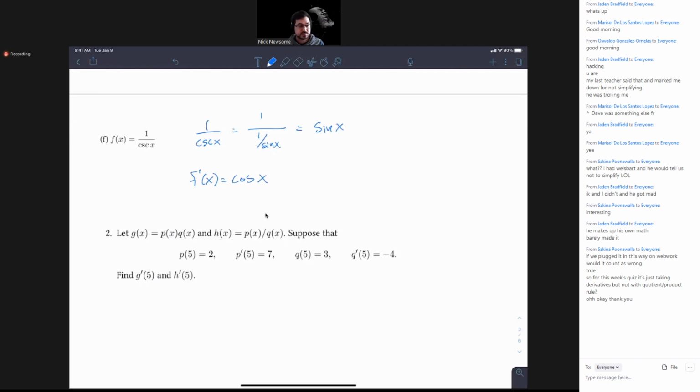All right. A fun exercise, if you don't realize that you can write this function in a nice way, is to do the quotient rule on this thing with the derivative of cosecant and all that fun stuff, and then actually simplify it and see that you get cosine out of it. That's a fun exercise if you have some spare time and feel like doing it.